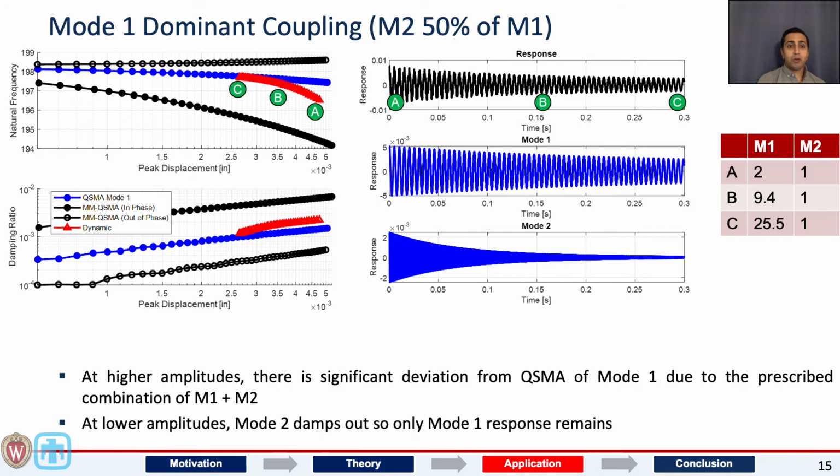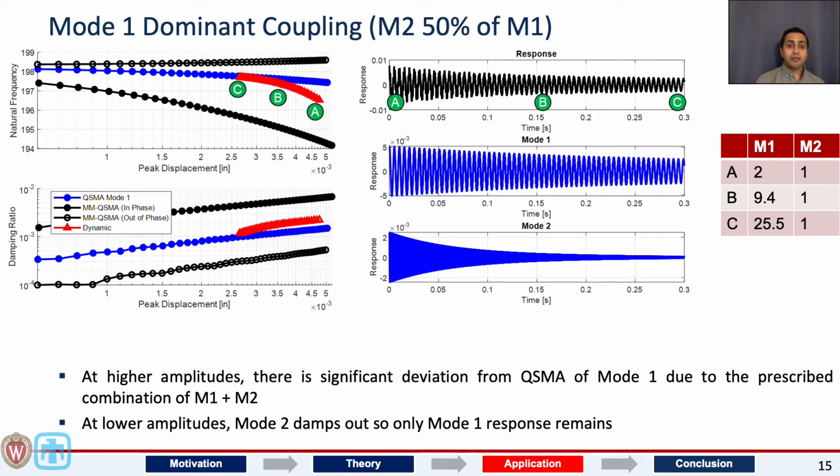So here we have point A being early in our time history, B being in the middle of our time history, and C being at the end of our time history, where initially at point A we prescribe a 2-to-1 amplitude ratio for our dynamic response as well as our multimode QSMA in phase and out of phase. Later on in the time history, our multimode QSMA responses are still at 2-to-1, but our dynamic response is about 10-to-1 and 25-to-1 nearing the end of our time history.